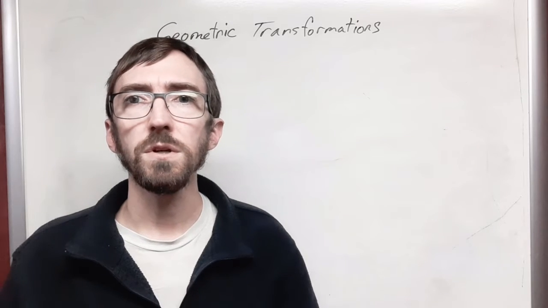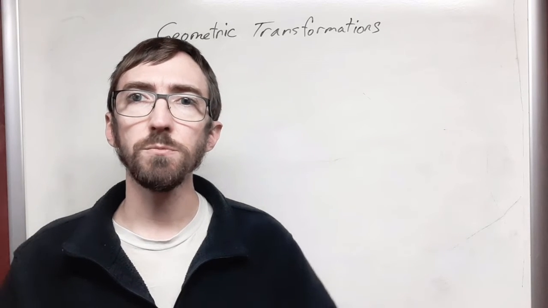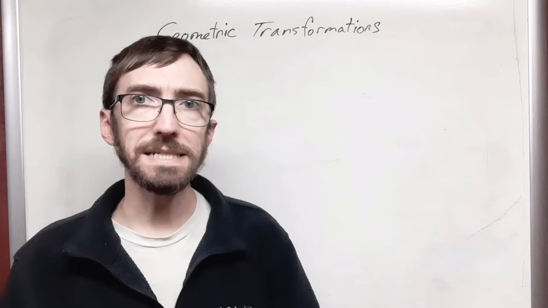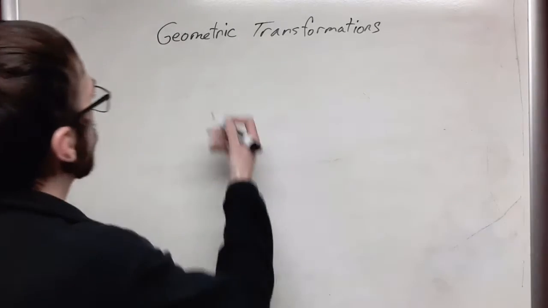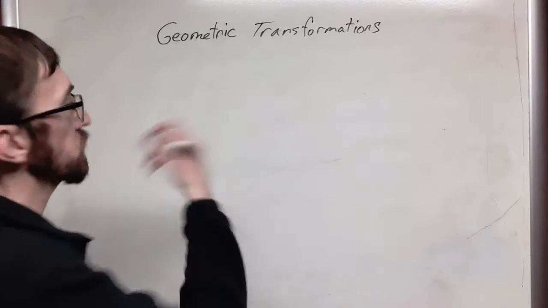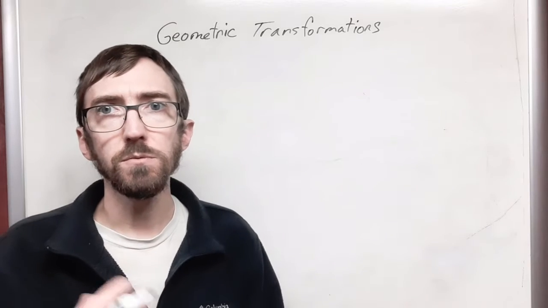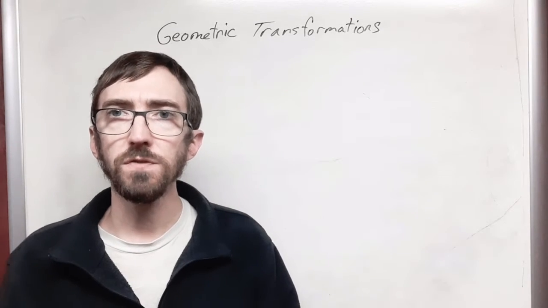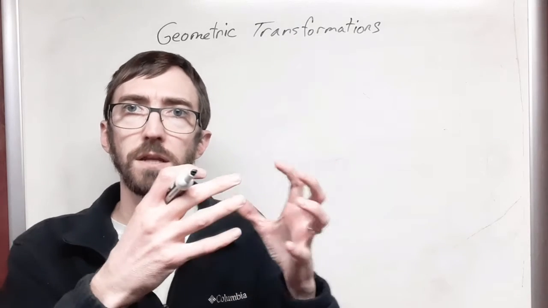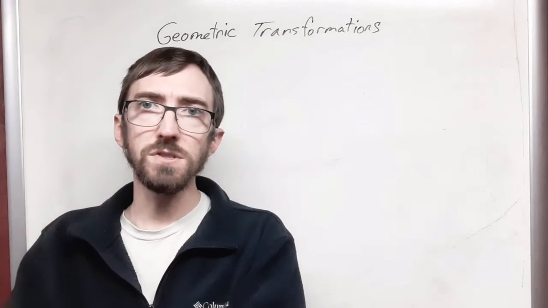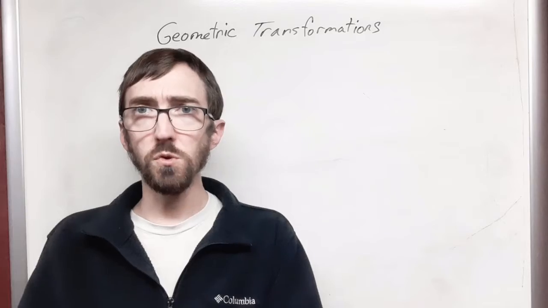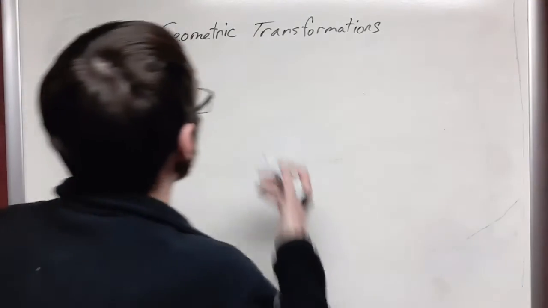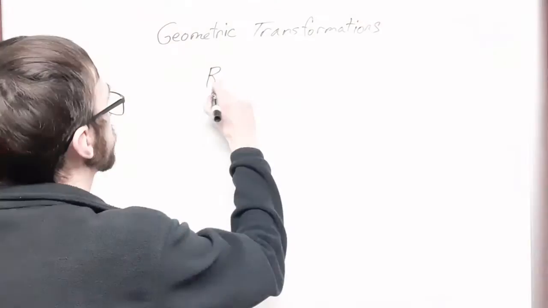All right, I want to talk about geometric transformations, and we're going to talk about the four basic ones. So the first three are going to be related in that they're what is called a rigid transformation. It's like you pick an object up and you place it down somewhere else without distorting it. So one of those is reflection.